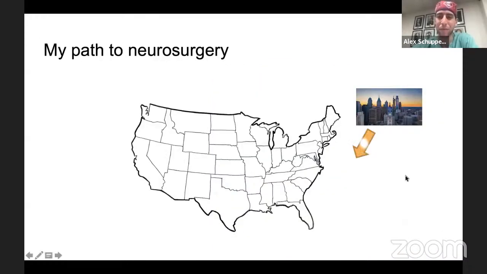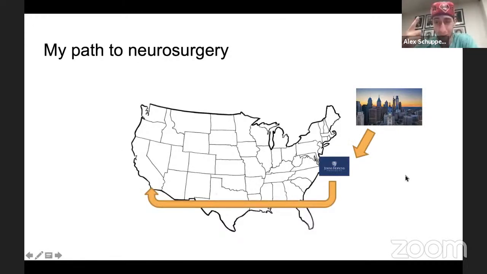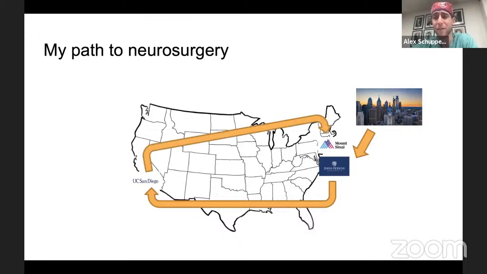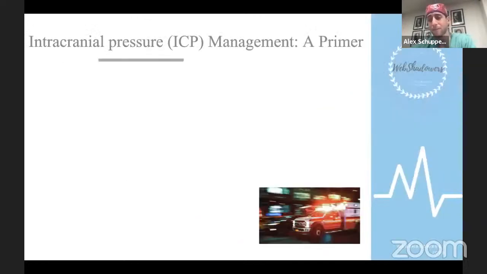So as I summarized before, I started at Johns Hopkins, actually came from Philadelphia, hence the Phillies hat. I then went over to the left coast, UC San Diego for medical school. And then wanted to be a little bit closer to home. So I came back to New York for my residency training. And that's how I got here.